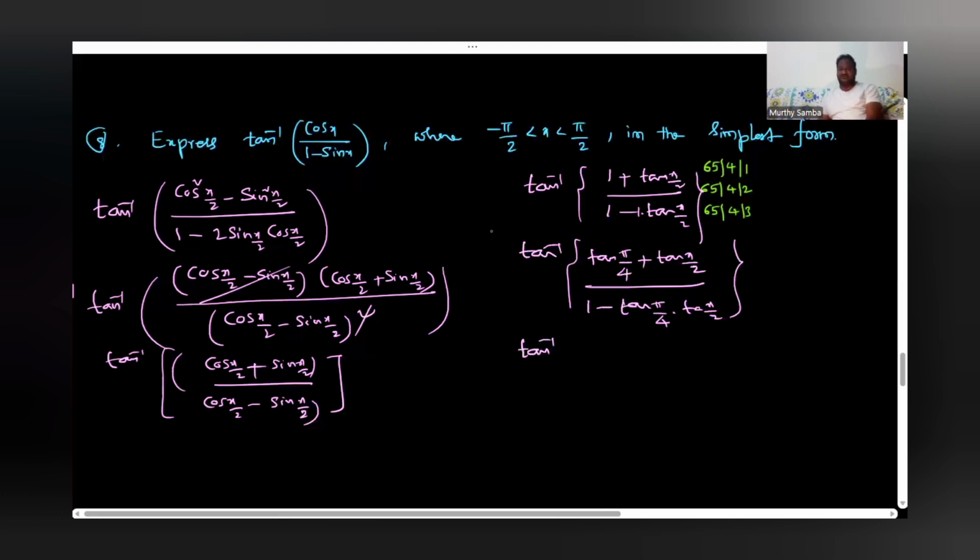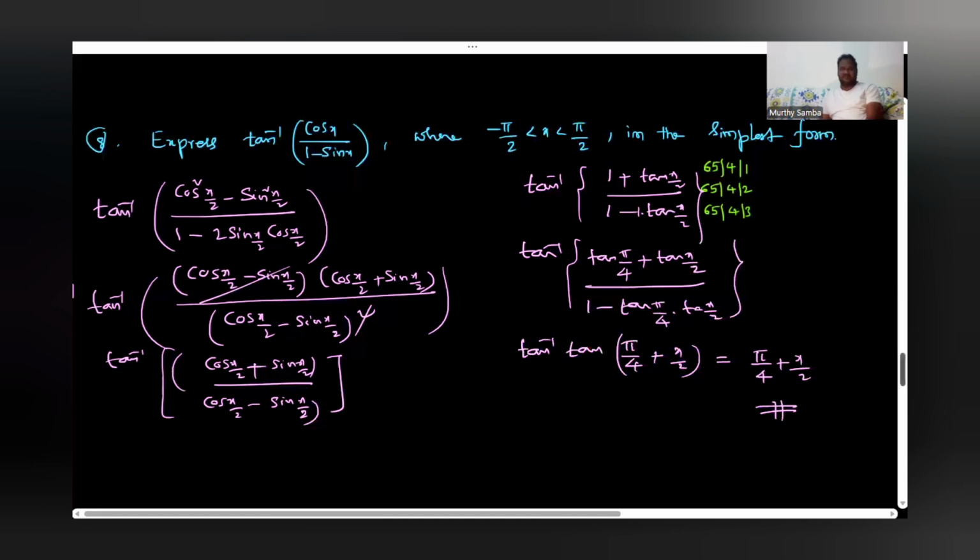Tan of a plus b. So tan of a is equal to pi by 4, plus b is equal to x by 2. Now tan inverse and tan will be removed. Finally, what do you get? Pi by 4 plus x by 2. So this way you can answer the problem.